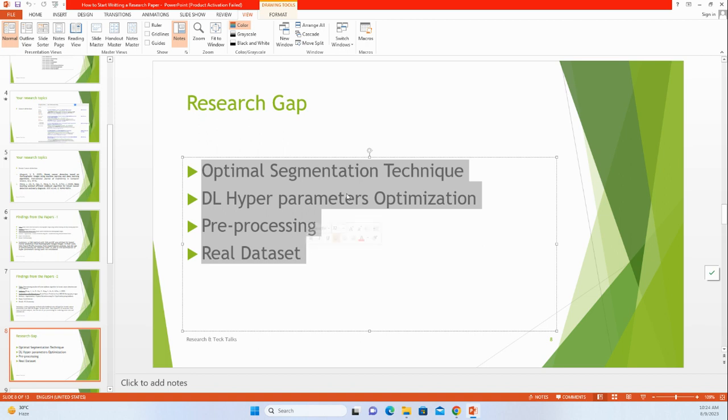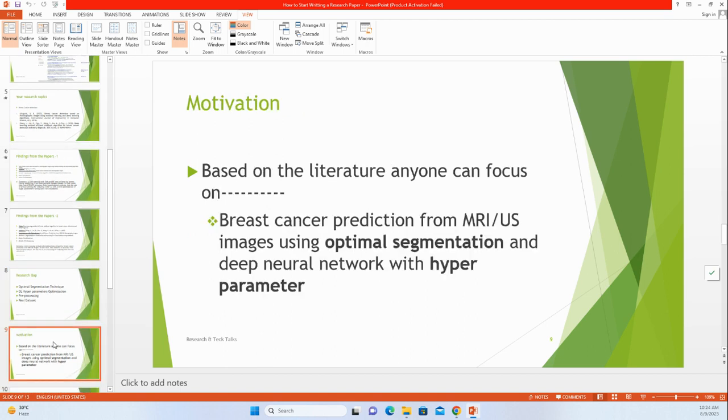So if you want, you can work on any of these. Based on your choice, and based on your current work, you can work with this one. This one is called the research gap. Then the motivation: based on the literature, anyone can focus on this one. So this one is the motivation.